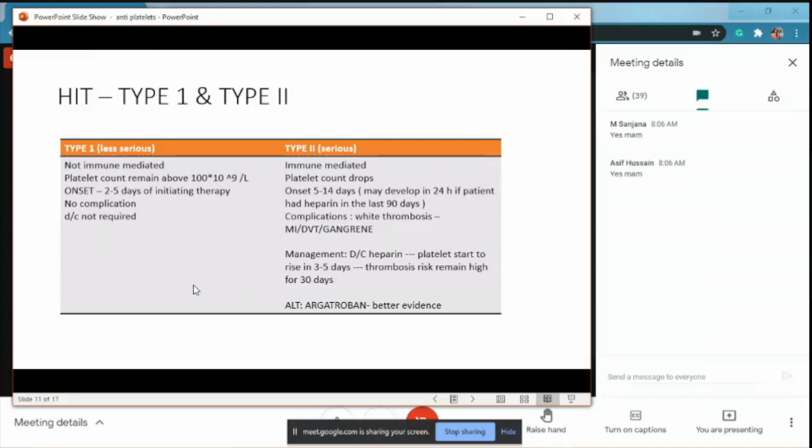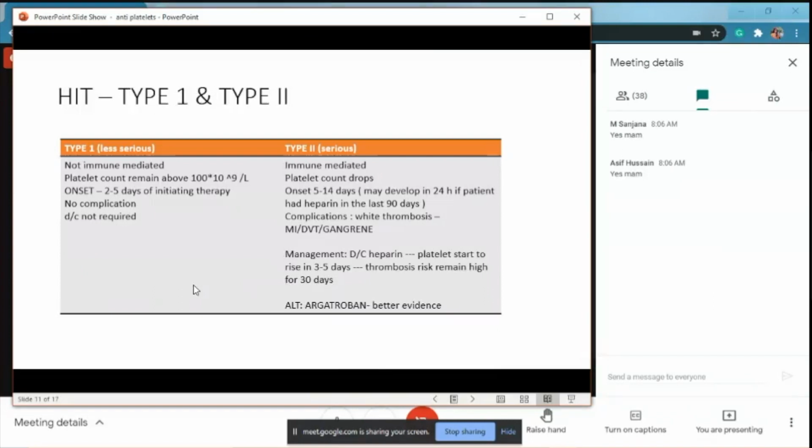Here we have to use an alternative, and the best alternative with better evidence is argatroban. So we use argatroban. We have another class of medication, fondaparinux, but it's not commonly used. I won't call argatroban the first choice; I'd call it a better option with better evidence. We use this medication especially in patients who are critically ill due to type 2 reaction. When I say type 2, don't think of the type 1 hypersensitivity reaction. It's HIT, okay? Type 2 HIT.